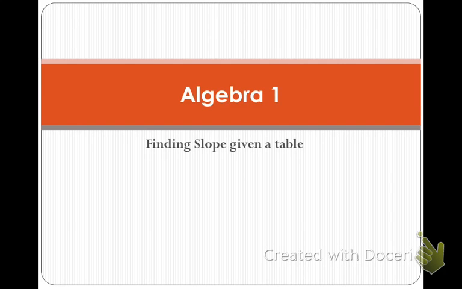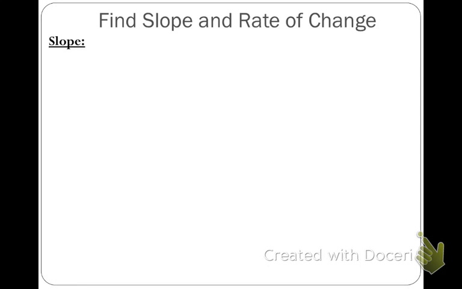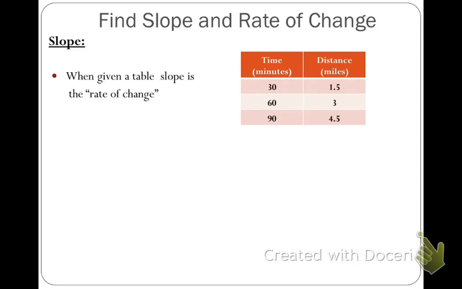This video is over finding the slope when you're given a table or a word problem. Now, when we're talking about a table or a word problem, it's really not the slope. It's called your rate of change.